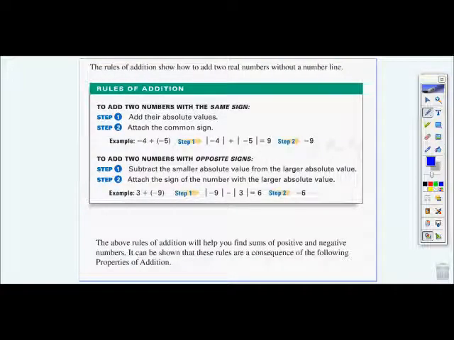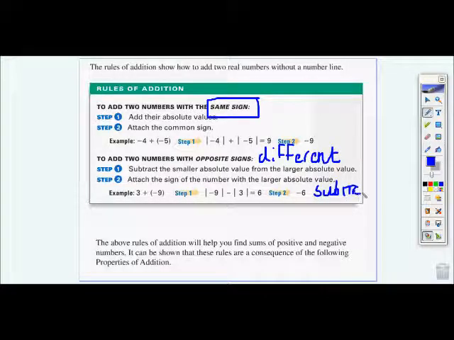Now, the rules of addition are pretty simple. If they're the same sign, you just worry about the number value. You don't have to worry about integers, and you keep that sign, right? If they are opposite signs, and I like to call this if they are different signs, we'll play on words here. If they're different signs, you find the difference. Difference means subtract.